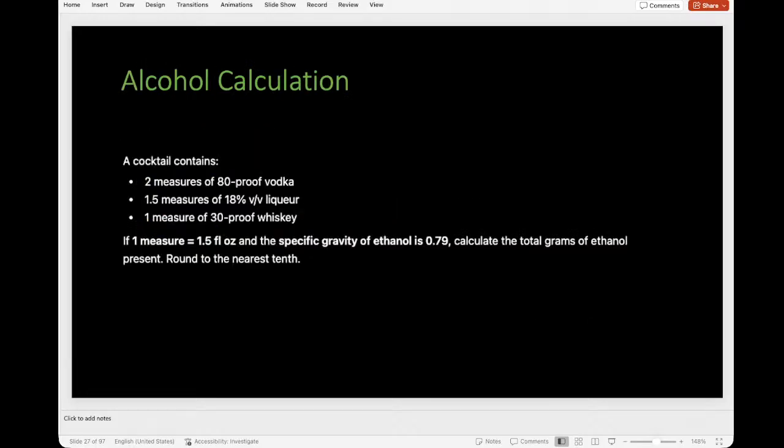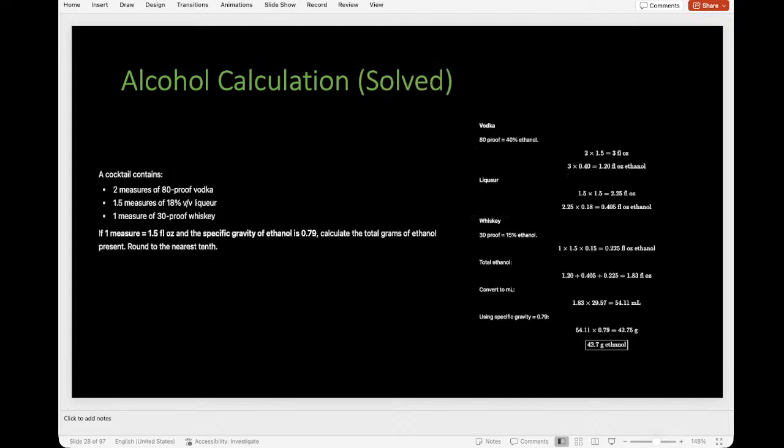And so this is another calculation you may see regarding alcohol, where it involves measures and proof. And so these are some other concepts to understand. Here's a practice question for you all on that. I'll leave it up so you can take a look at all of this in terms of proof and how much is required.